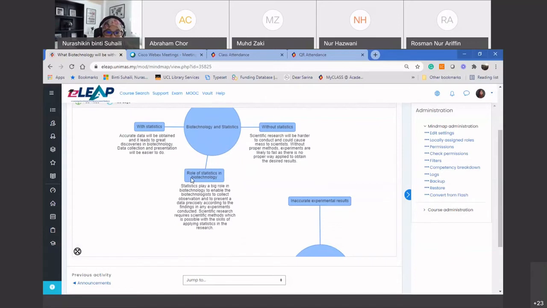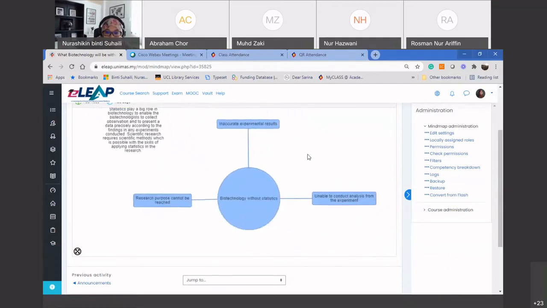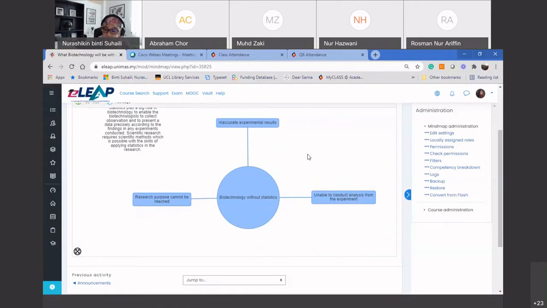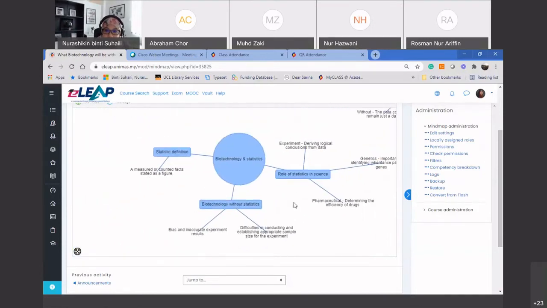Role of statistics in biotech: collect observations, present data precisely. Correct. Without statistics, unable to conduct analysis, research purpose cannot be reached. Yes, agree with that. Because if you have the raw data but you don't analyze it, you don't see how your result can fulfill your objective. So you do not know whether your purpose is achieved or not. That's really true. Thanks for that.